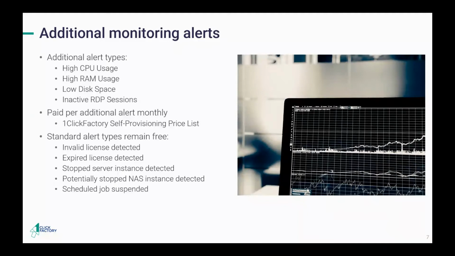Thank you, Rimvidas. As promised, we continued working on these monitoring alerts that we showed you last month. In addition to those standard alert types that we actually had for quite some time on our system, where we monitored invalid licenses, expired licenses, and so on, now we added 4 new types, which are designed to monitor resources of your application servers. So there are 4 new types of alerts. Those are high CPU usage, high RAM usage, low free disk space, and inactive RDP sessions.